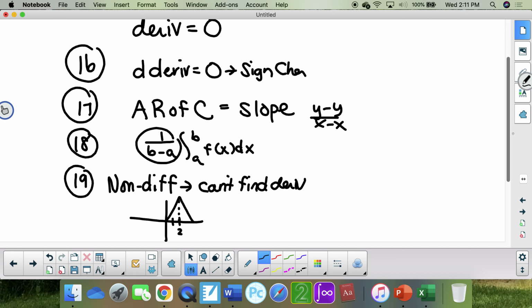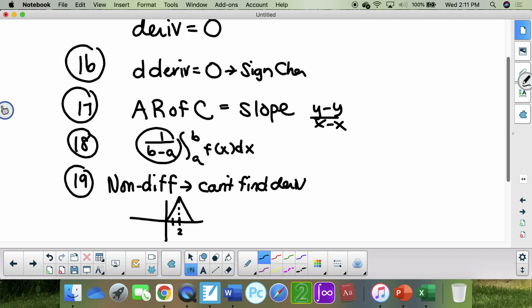Go down to 23. What does it mean to find the position of something? It means to integrate. So number 23, what does it mean to find the position? It means to integrate. 22, what does it mean if it says f of x is twice differentiable?